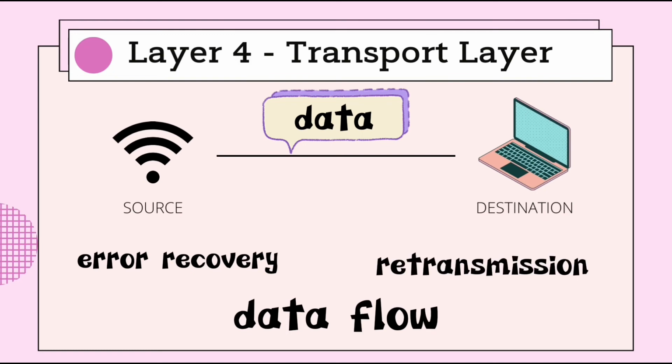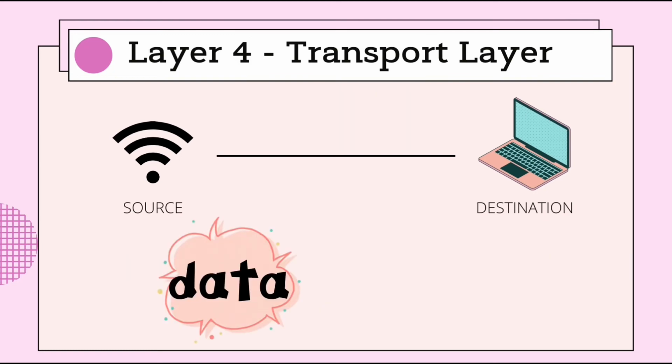On the receiver side, this layer will make sure all data has arrived intact. Once the transport layer has completed its function, the data is then passed to or from the network layer. It will then be segmented in the transport layer.